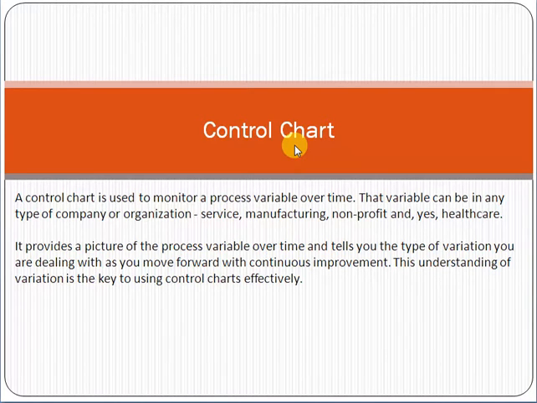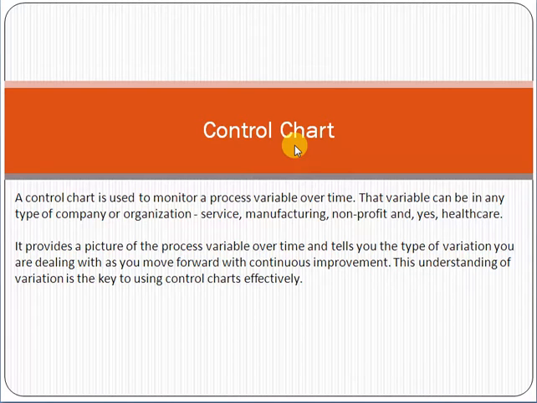And the purpose of the control chart is that you want to control a specific variable, okay? It provides a picture of the process variable over time and tells you the type of variation you are dealing with as you move forward with continuous improvement. The main concept, friend, is that you analyze the process, you analyze the variations which are coming in the variable, and then you see how we can continuously improve the process. And after analyzing and improving the process, we again re-evaluate the control chart to see how things are going forward.